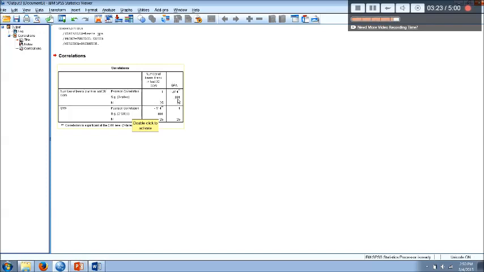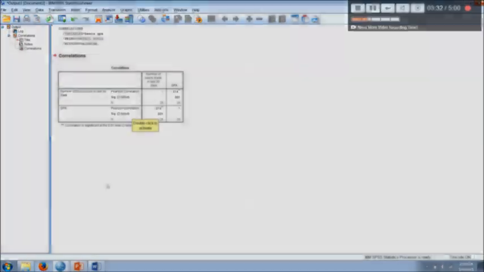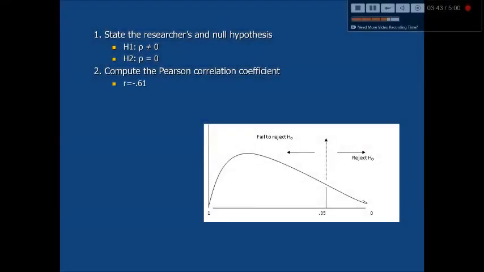We can also see that it's statistically significant because the exact probability value is 0.001, and we can see that the number in our sample is 25. The next thing we want to do is go ahead and write down our correlation coefficient, which is a negative 0.61. We can see that it is in fact a pretty strong negative correlation. That is, as the scores go up on beer drinking, they go down on GPA. So as the number of beers people drink goes up, their GPA tends to go down.